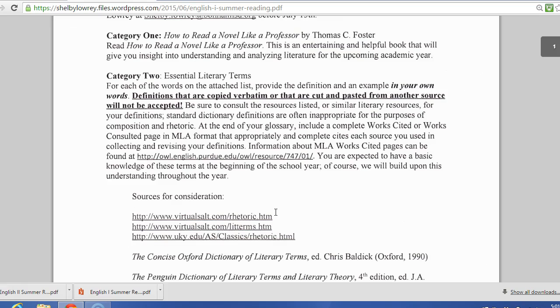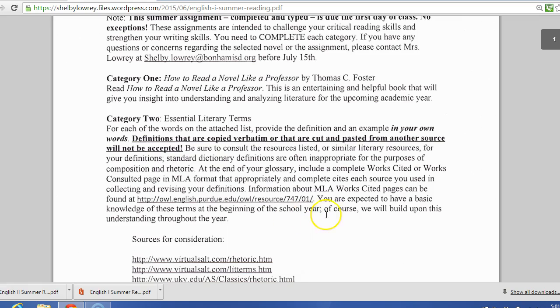So on the essential literary terms, make sure that it's in MLA format, which is basically 1-inch margins all the way around, double spaced, and Times New Roman font, and you're going to put it in 12-point font.